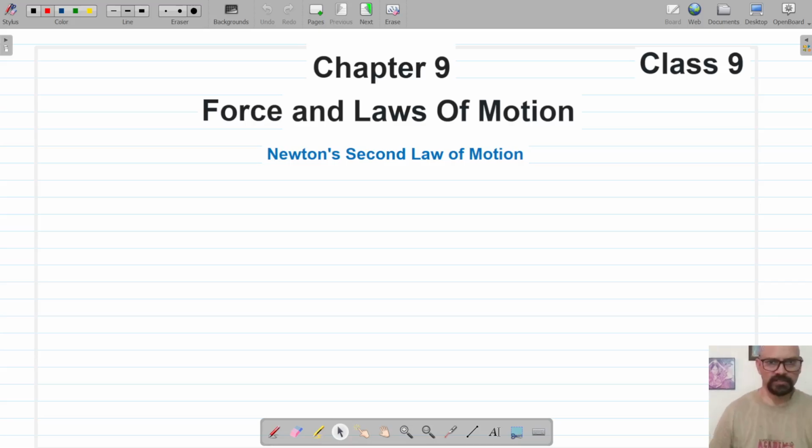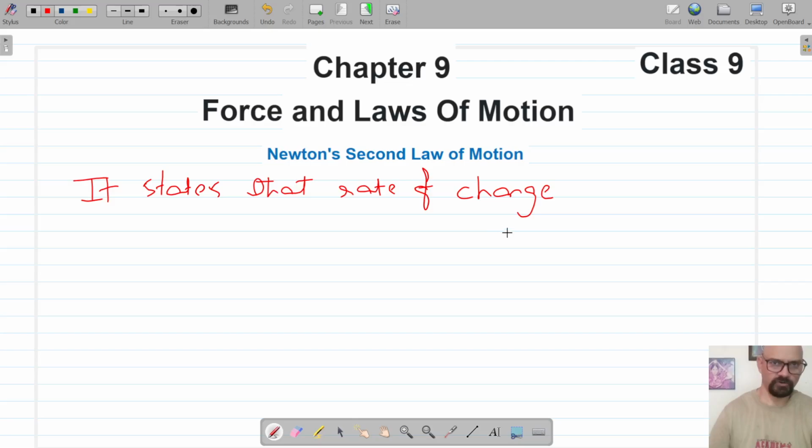It states that the rate of change of momentum is directly proportional to the applied unbalanced force and it takes place in the direction of force. So that's the definition. We will also derive its mathematical formula and hence define 1 Newton.